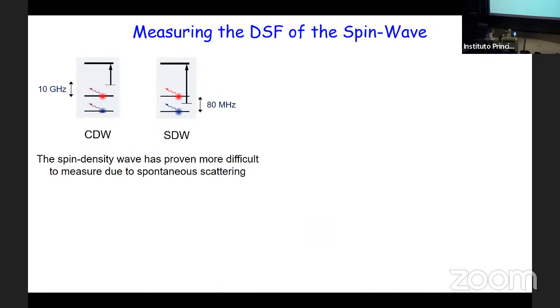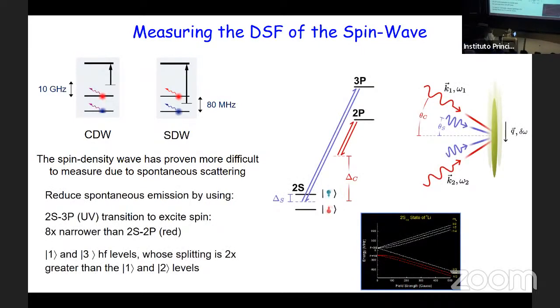So I mentioned to you that the spin density wave has proven to be much more difficult. The separation between those two spin states is 70 megahertz, and the line width of the transition is only 8 megahertz. And so you're very close to both of those states, and they spontaneously scatter, and you're looking just for coherent scattering. So it completely destroys the signal that you have and doesn't work. So we had to find a workaround to do that spin part.